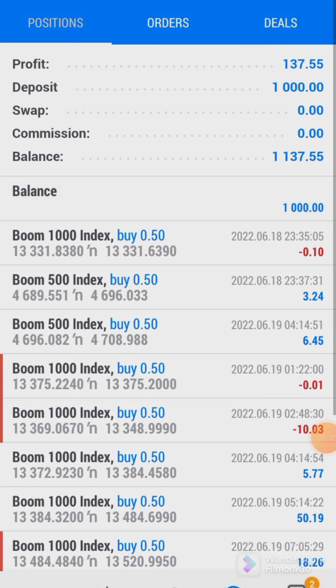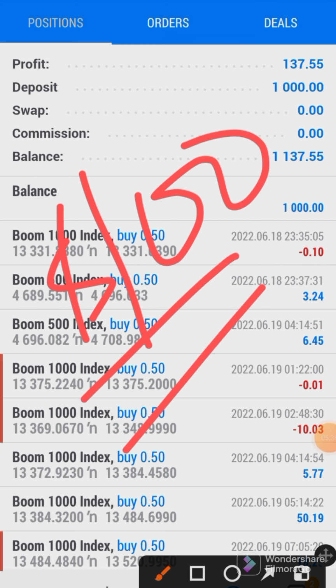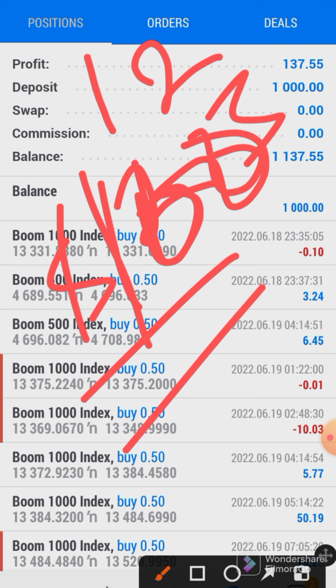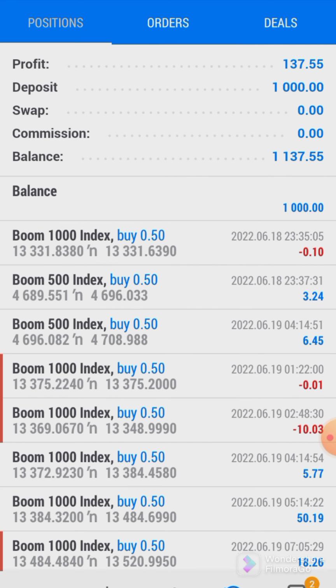So for example, you have a $100 account. You can see, it's a $100 account. 1% of a $100 account is $1. 2% of a $100 account is $2. 3% of a $100 account is $3. 4% of a $100 account is $4. The same thing, 5% of a $100 account is equal to $5. That's what you should understand.